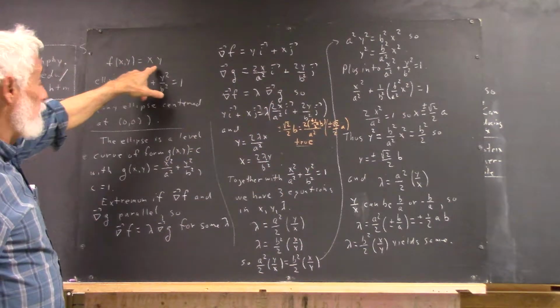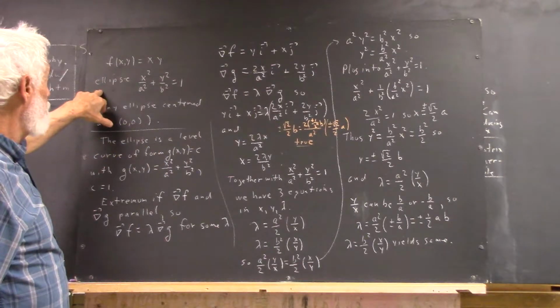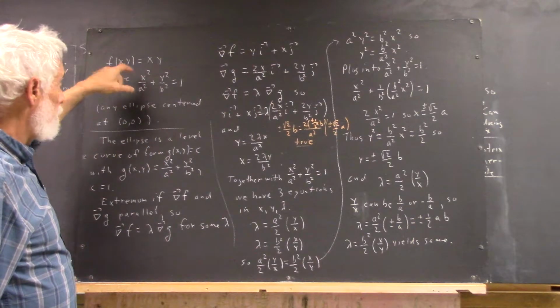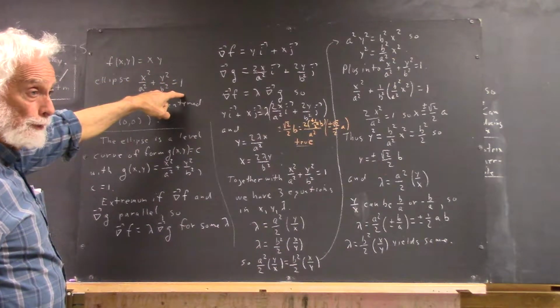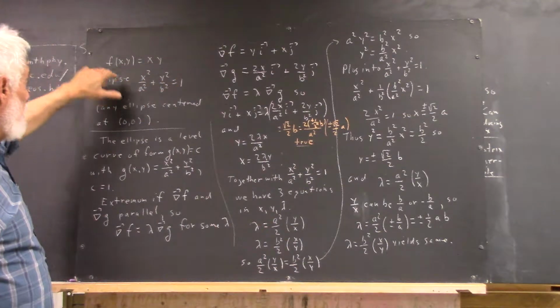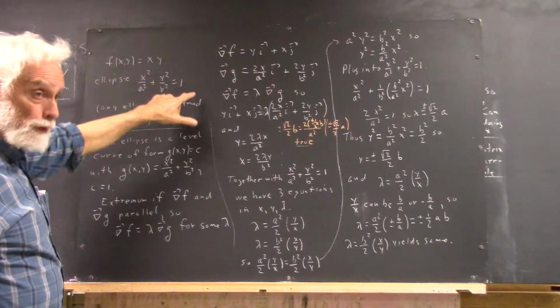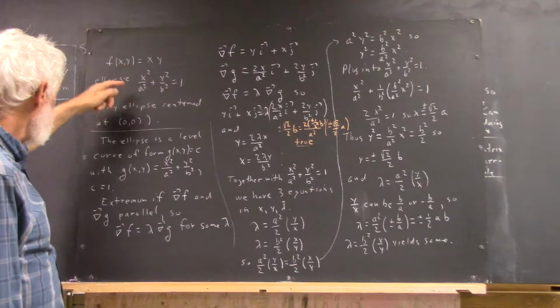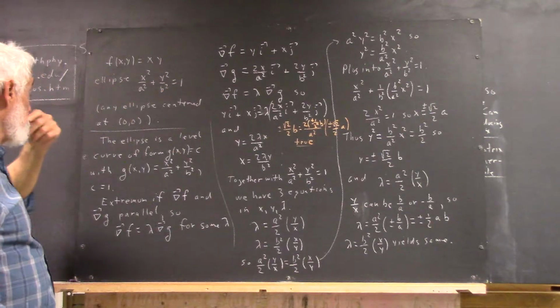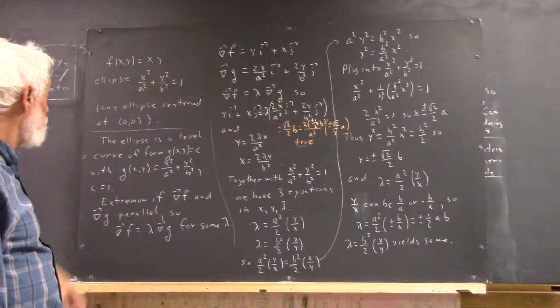So, your function is xy, and you are constraining it with the ellipse x squared over a squared plus y squared over b squared equals 1. That is, you're just looking at f of x, y values for x, y coordinates on this ellipse. And this, of course, can represent any ellipse centered at 0, 0.